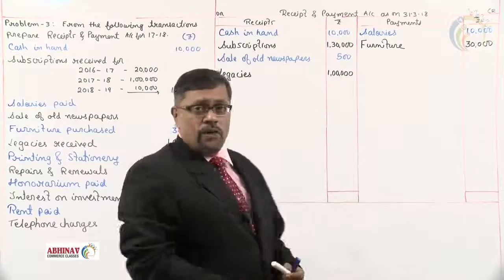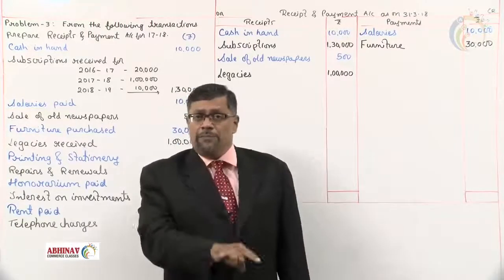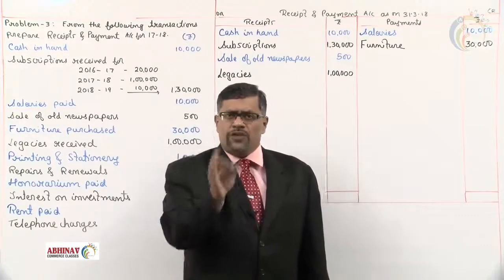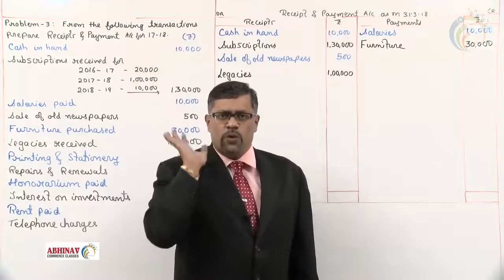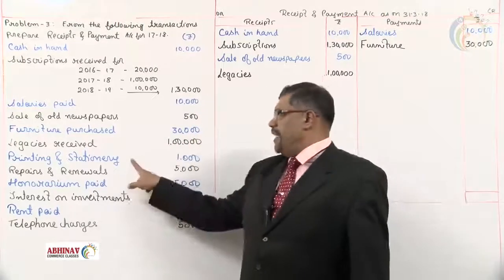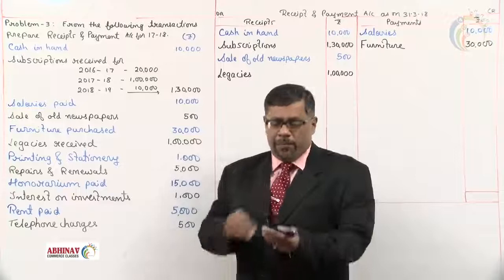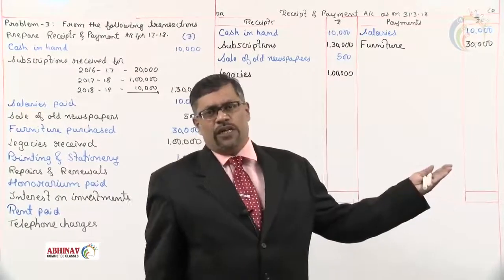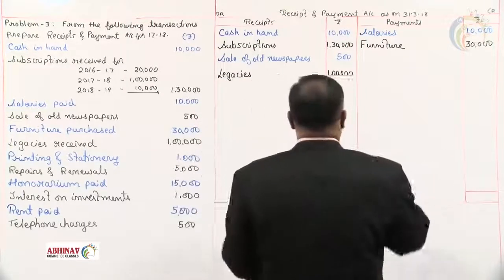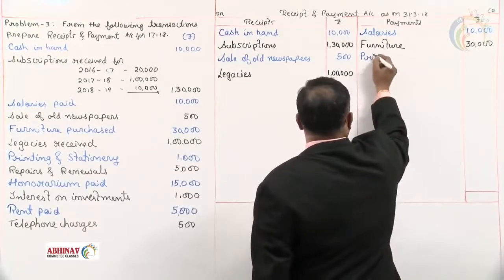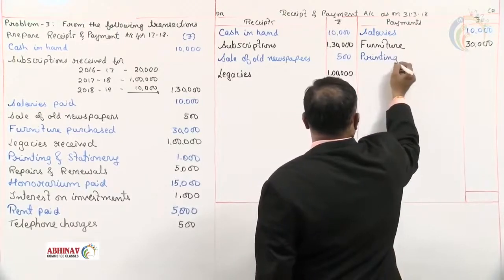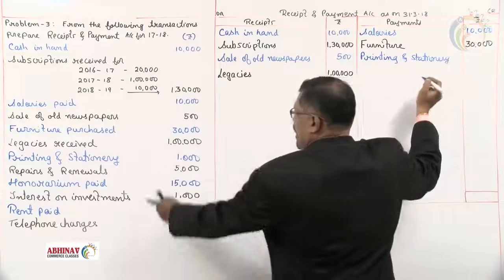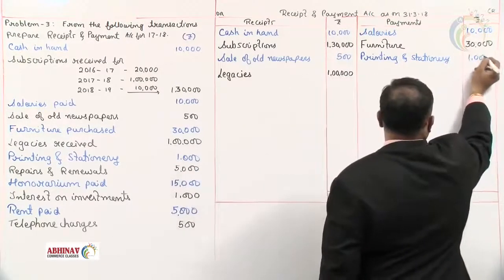As I said, whether the item is a capital or revenue item, we are not concerned in the receipt and payment account. What we should see is where cash comes in and where cash goes out. Let's see. Printing and stationery, it's an expenditure. Printing and stationery means we have paid 1,000. When we pay 1,000, cash flows out. It's a payment, on the payment side. Printing and stationery, the amount comes to rupees 1,000.